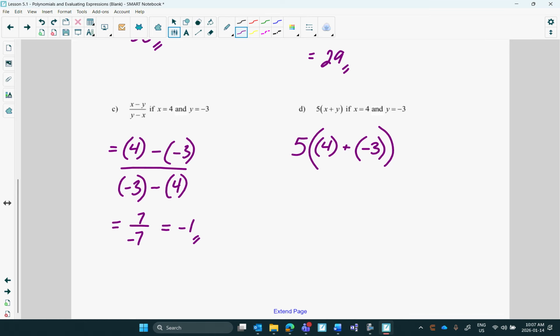Remember your order of operations. What are you going to do first? Right, inside here, right? What is 4 plus -3? I heard negative, I heard 1. 1, because this is the same as 4 minus 3. And then 5 times 1?